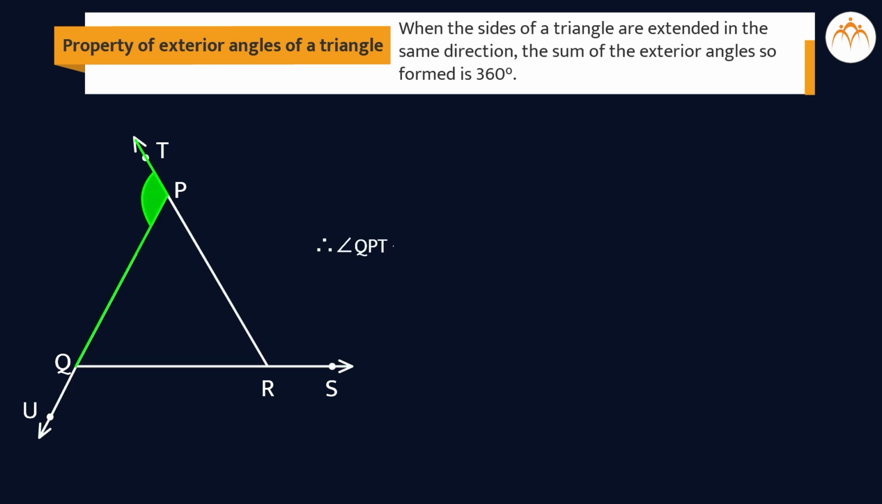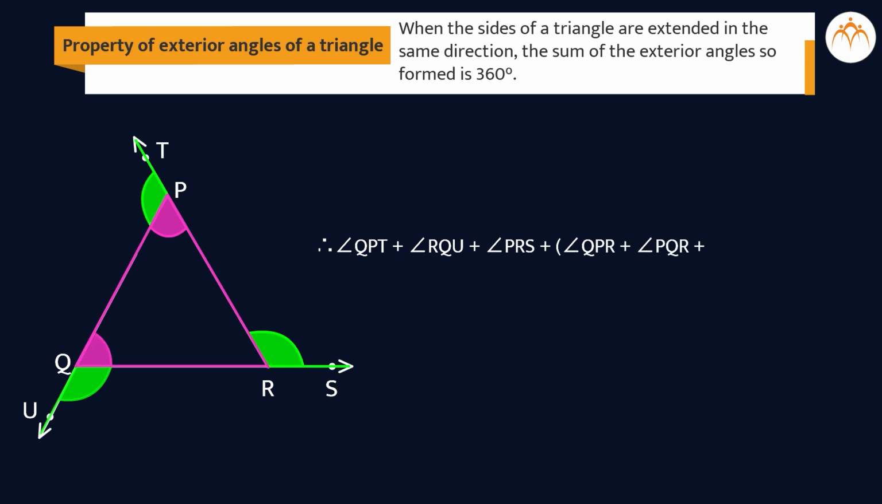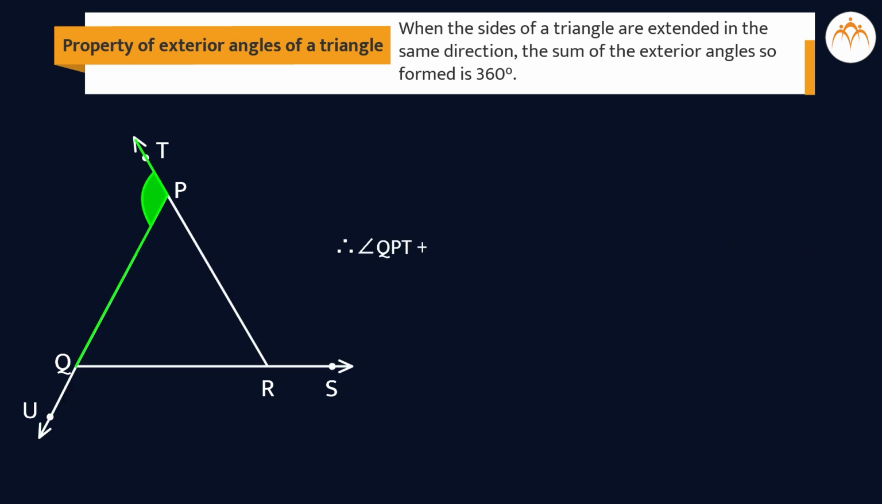Therefore, measure angle QPT plus measure angle RQU plus measure angle PRS plus measure angle QPR plus measure angle PQR plus measure angle PRQ is equal to 180 degree into 3. Therefore, measure angle QPT plus measure angle RQU plus measure angle PRS plus 180 degree is equal to 540 degree. Angle QPT plus angle RQU plus angle PRS is equal to 540 degree minus 180 degree, which gives us angle QPT plus angle RQU plus angle PRS is equal to 360 degree.